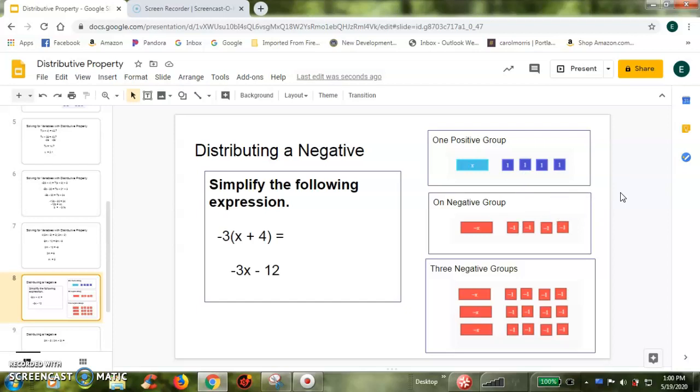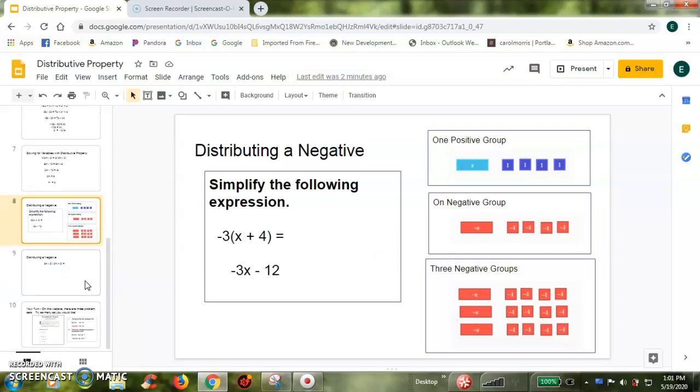Another word that can be used in place of negative is opposites. So the opposite of x is negative x. The opposite of 1 is negative 1. All right, so anyway, here's one negative group. So then this would be 3 of those negative groups. So you can see that is negative 3x minus 12. That's really why, when you're distributing with a negative in front, you make sure that you're changing the signs of everything on the inside of the parentheses.